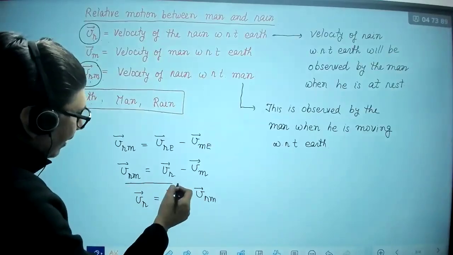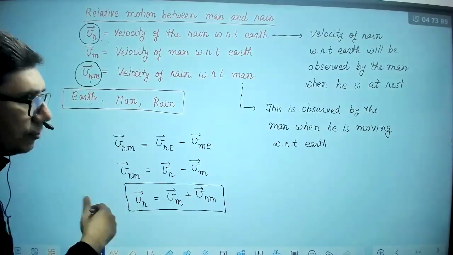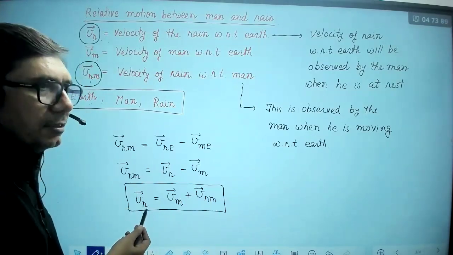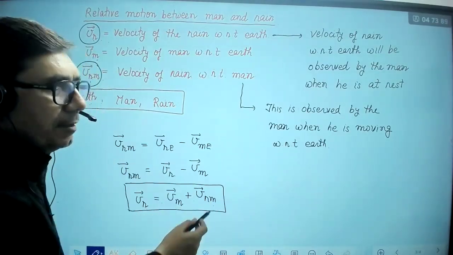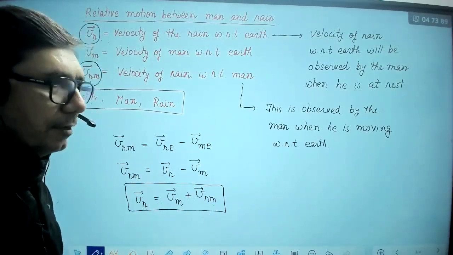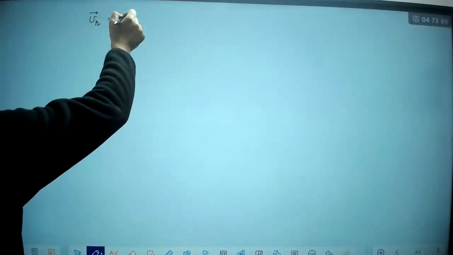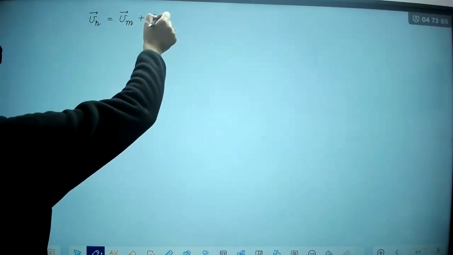And if you can draw this vector addition, then you can solve these questions very easily. In every type of problem, you have to draw this equation in the form of vectors. VR equal to VM plus VRM. Please note it down. VR is equal to VM plus VRM. I'm going to solve all these questions with the help of this.